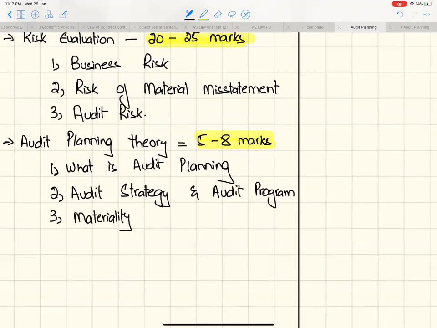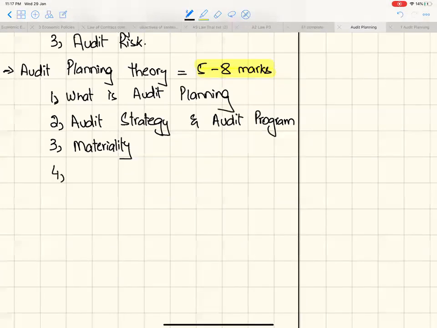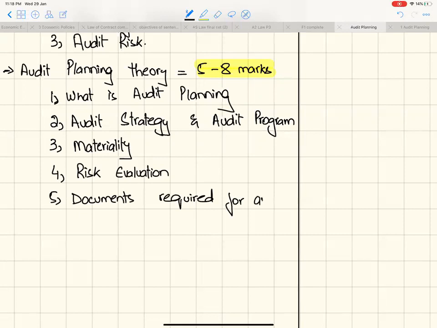Okay. We will discuss rules relating to risk evaluation. So these are all the areas which we will be discussing in audit planning. We will discuss the documents required for audit planning. Now, these all are the theoretical areas which are asked for 5 to 8 marks.